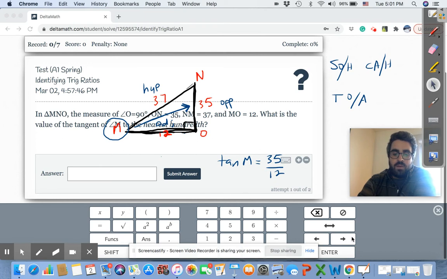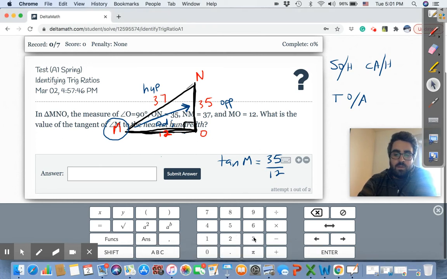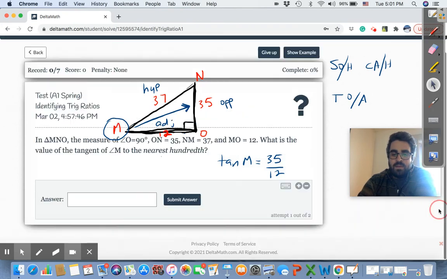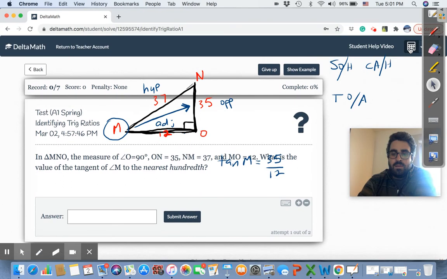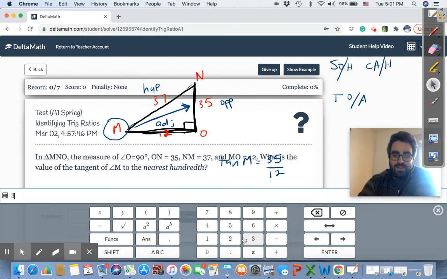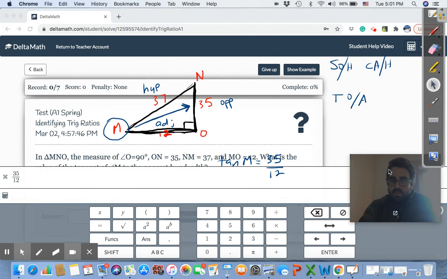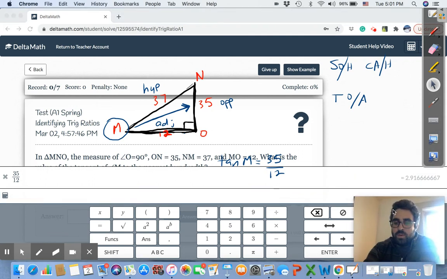35 divided by 12. Oh, I made a mistake. Can't do that. Can you do this? 35 divided by 12. And we see that that is 2.916. So I'm going to write that number down.